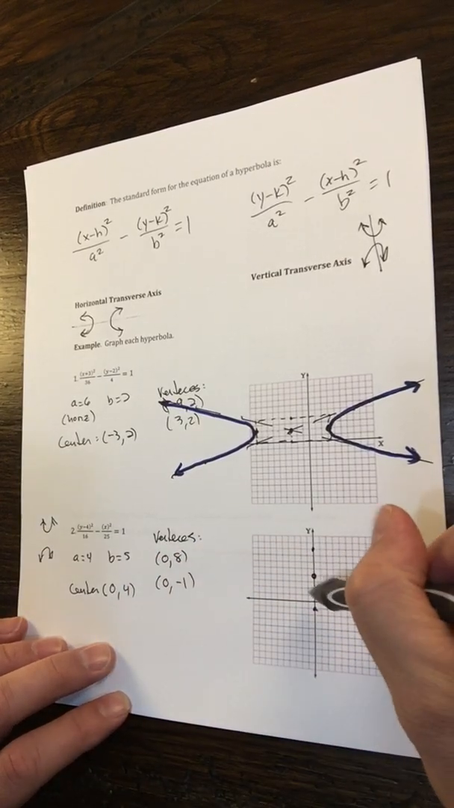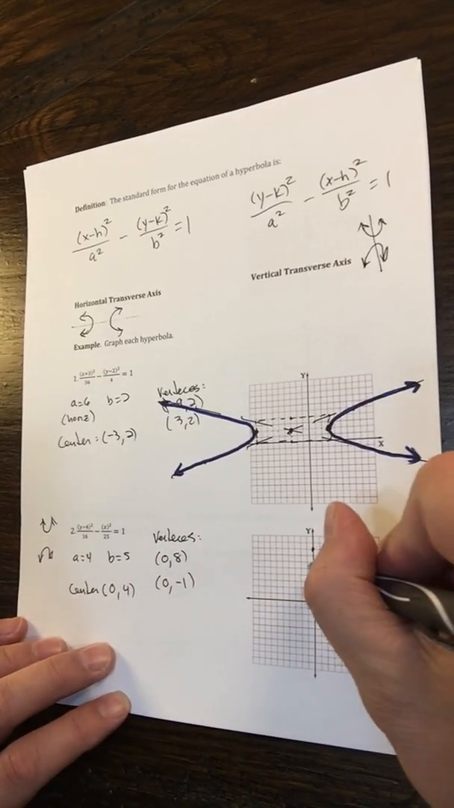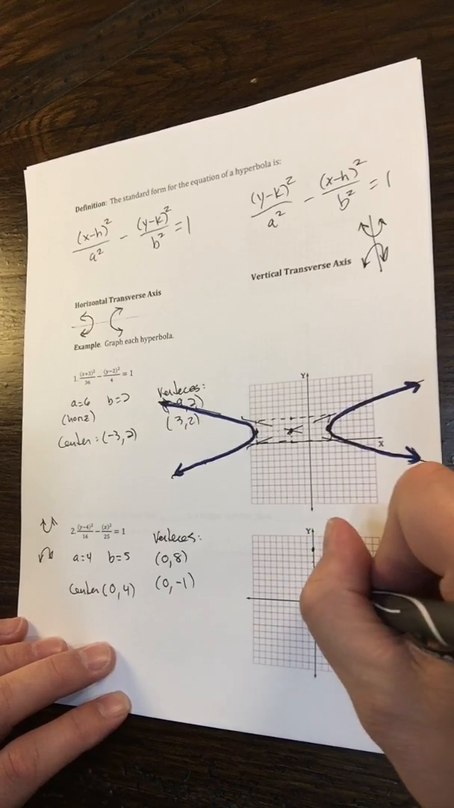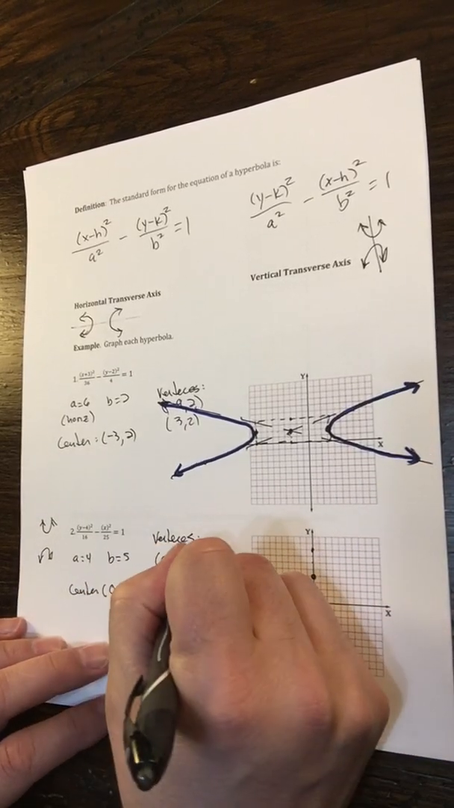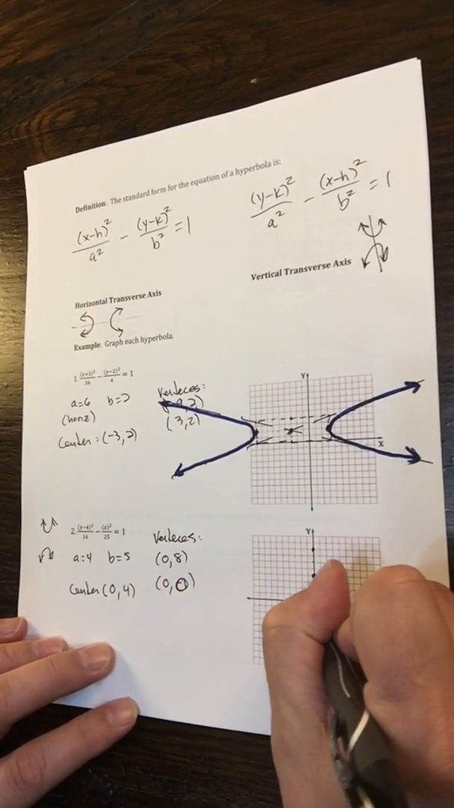Wait, did I do that right? I'm supposed to go 5, aren't I? No, I'm supposed to go 4. 1, 2, 3, 4. 1, 2, 3, 4. Oh, that should be at 0, 0, and I just don't know how to count.